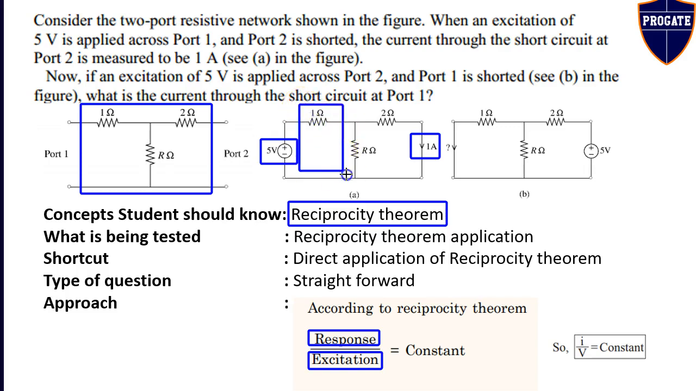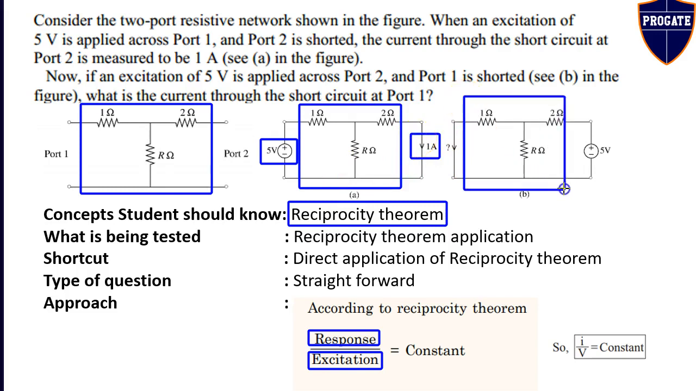So in figure A, excitation is given at port 1 and the response is measured at port 2 as 1 ampere. In figure B, the excitation is now shifted to port 2, that is, interchanged. Earlier, excitation was given at port 1 and response measured at port 2, but now excitation is given at port 2 and response is measured at port 1. He is asking what is the value of that response, or short circuit current, at port 1 in figure B.